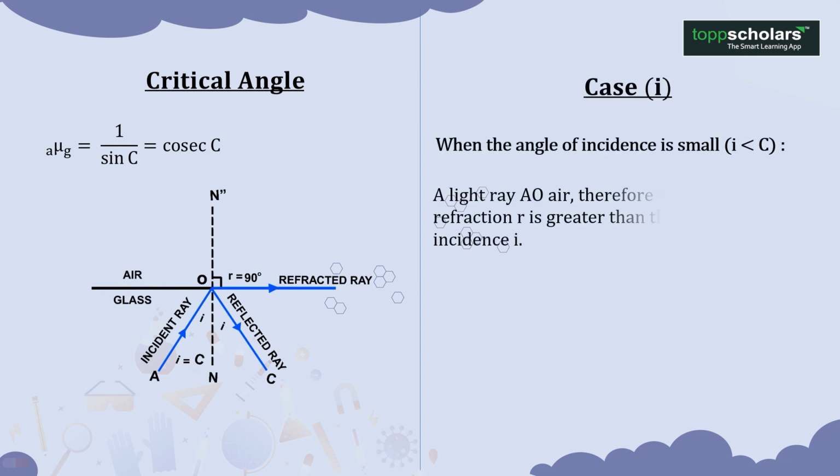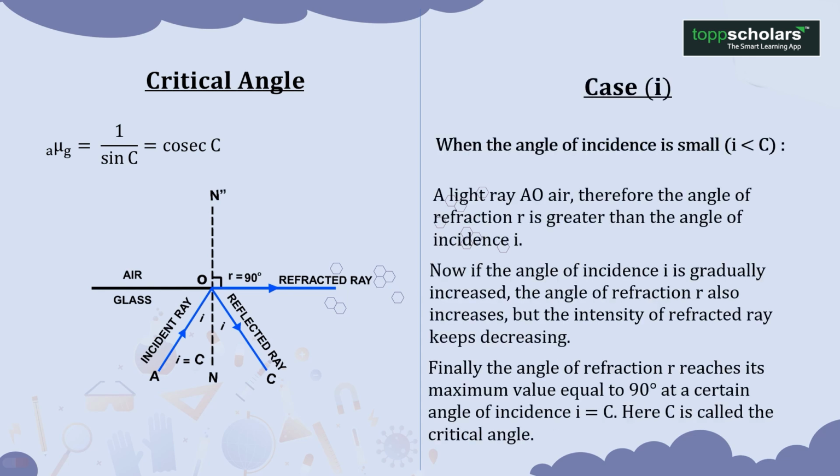Case 1. When the angle of incidence is small, i is less than c, for a light ray AO, the angle of refraction r is greater than the angle of incidence i. Now, if the angle of incidence i is gradually increased, the angle of refraction r also increases, but the intensity of the refracted ray keeps decreasing. Finally, the angle of refraction r reaches its maximum value equal to 90 degrees at a certain angle of incidence i is equal to c. Here, c is called the critical angle.